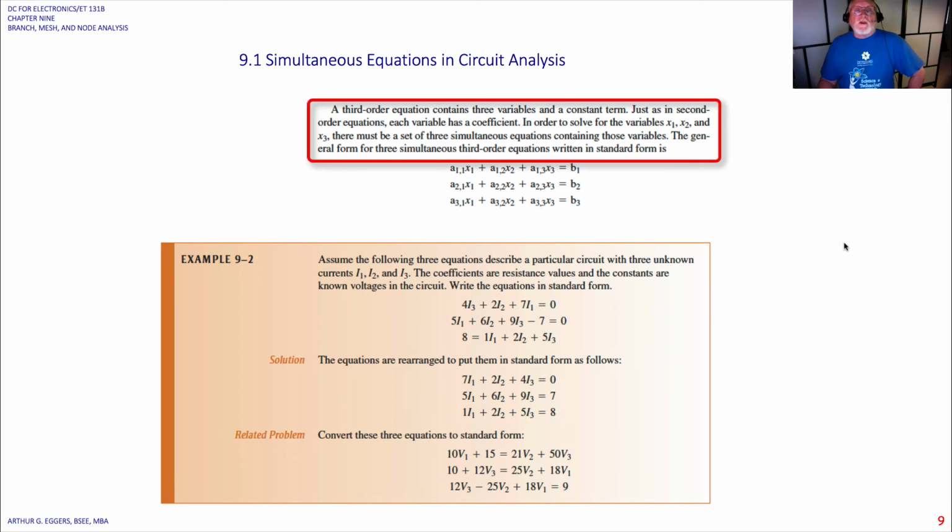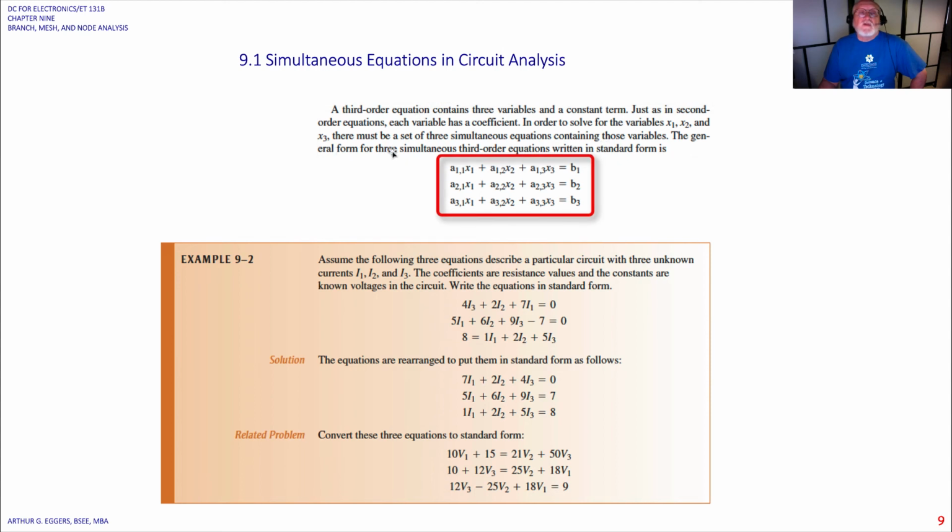In a third order equation, you'll notice now it has 3 variables associated. So we have 3 terms in the relationship. Just as in second order equations, each variable has a coefficient. In order to solve for the variables x sub 1, x sub 2, and x sub 3, there must be a set of 3 simultaneous equations containing those variables. The general form for the 3 simultaneous third order equations written in standard form then is this.